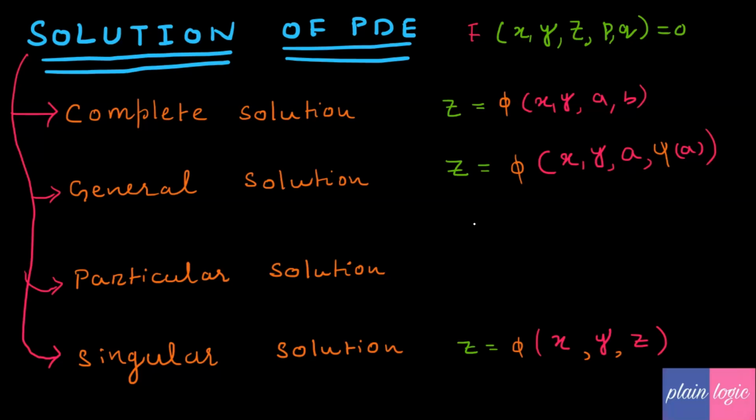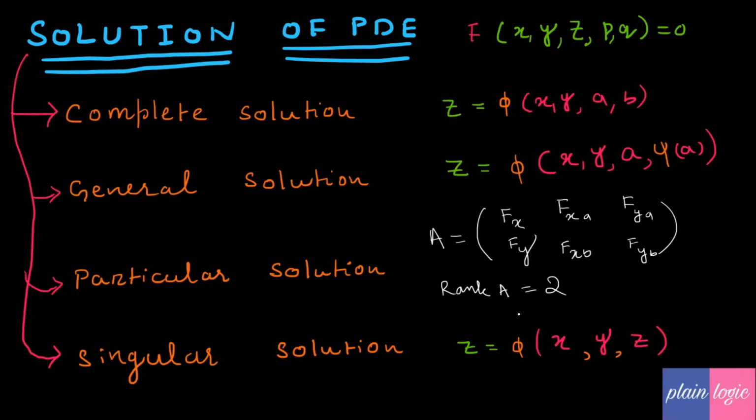Now complete solution also satisfies the thing that you find a matrix A and you find fx, fy, fxa, fxb, fya and fyb, and the rank of this matrix is 2, then you say that the solution is a complete solution.